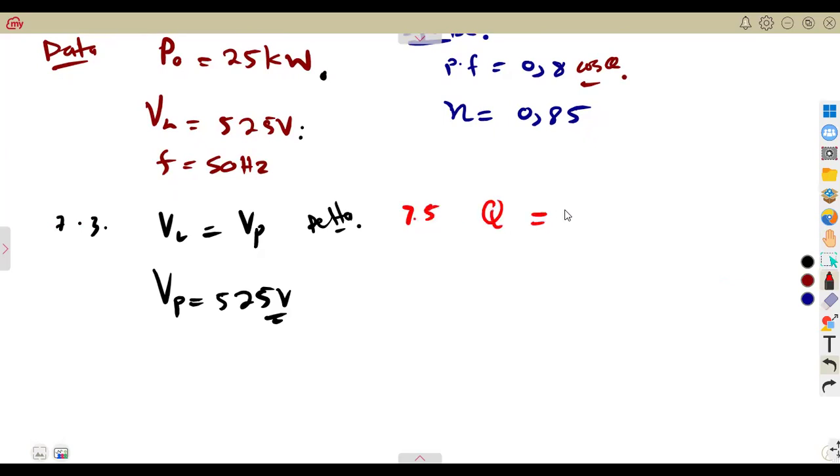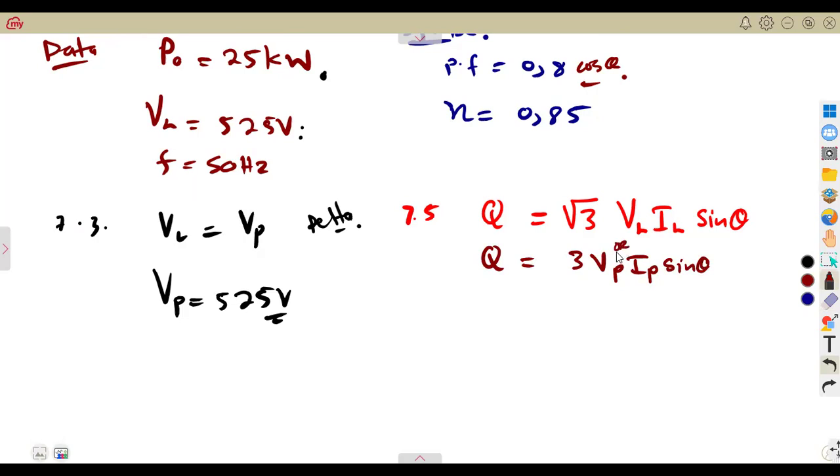The reactive power was supposed to be voltage times current times the sine of theta. But under a 3-phase, it will be the square root of 3, take note, the square root of 3, times the line voltage times the line current times the sine of theta. You can also consider this as 3 times the phase voltage times the phase current times the sine of theta. This is another way that you can consider your formula. So just try and see.